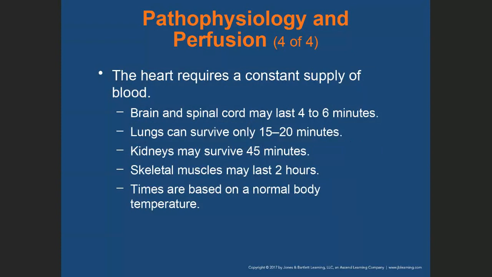The heart requires a constant supply of blood. The brain and the spinal cord may last 4 to 6 minutes. The lungs can survive only for 15 to 20 minutes without good blood supply. The kidneys may survive 45 minutes. The skeletal muscles may last 2 hours. Times are based on normal body temperature.